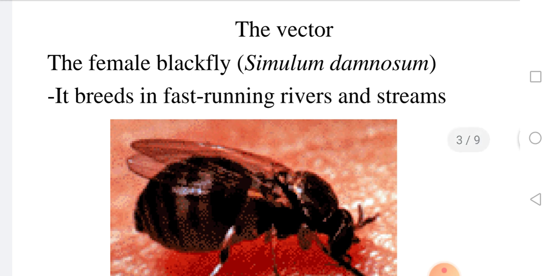The vector is a female black fly, scientifically known as Simulium damnosum. It breeds in fast running rivers and streams.